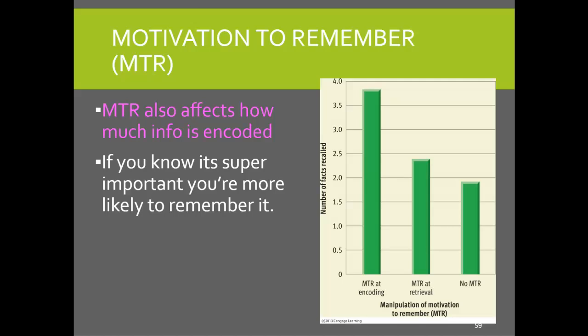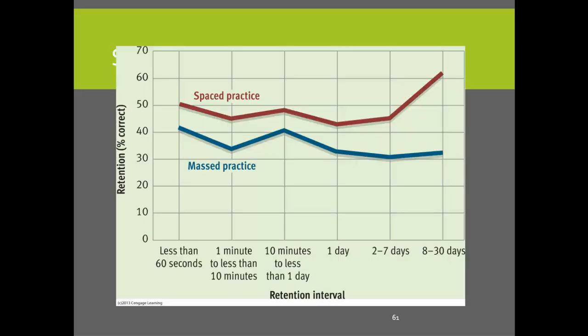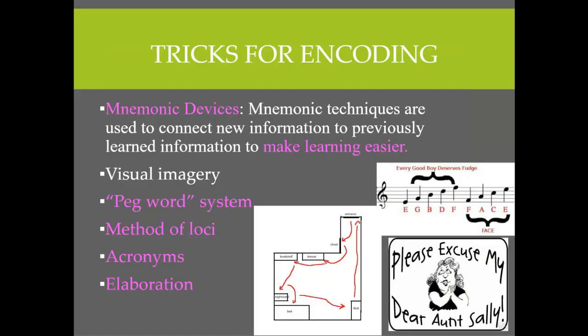Motivation to remember: the more motivated you are when you encode the information, the more likely you are to recall it later. Not motivation when you're recalling it, but when you learn, I'm like, hey, don't forget this. It's going to be on the AP test later. That's motivation to remember. Spacing effect. It's better to space over time. Don't cram. Spaced practice lasts longer than mass practice.